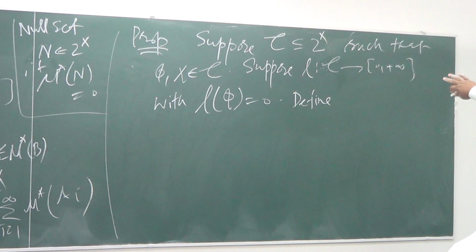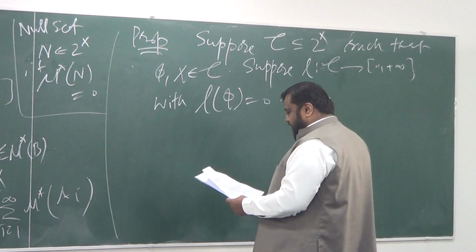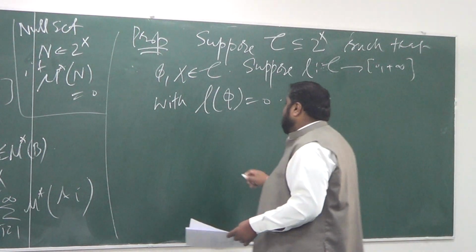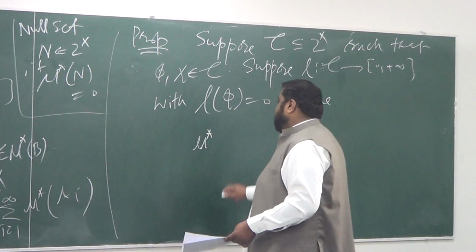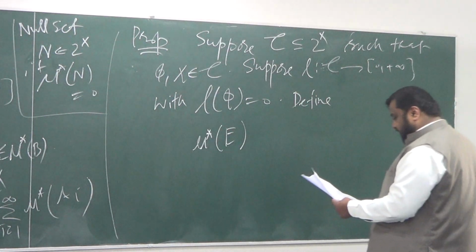So I have a collection C of subsets of X, and some notion of length actually. That is a map L from C to [0, infinity] with L of empty set equal to 0. Then using this map, the question is, can I define, for example, mu star of some subset E?